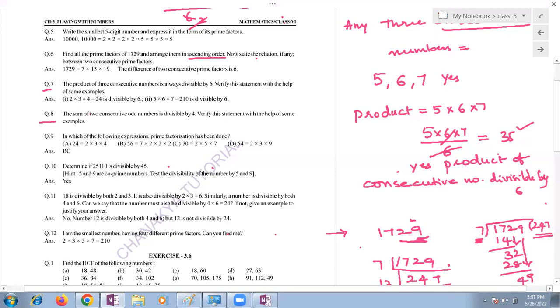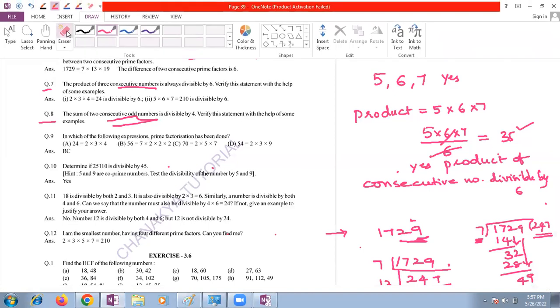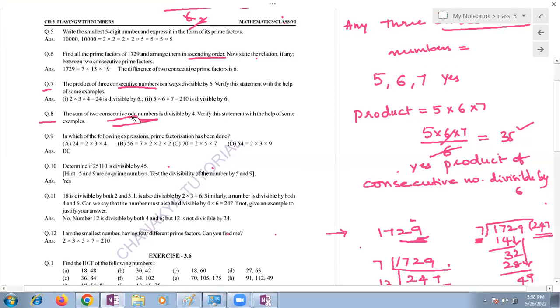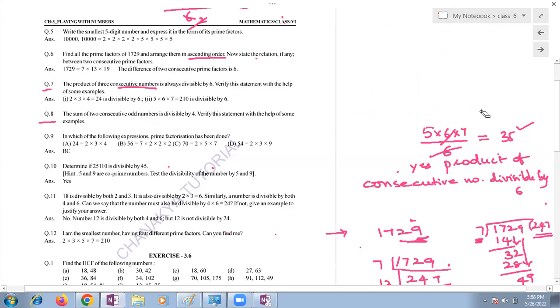Question number 8. The sum of two consecutive odd numbers. Don't get confused, children; here consecutive odd numbers are given. What are consecutive odd numbers? Like every odd number in a row: 1, 3, 5, 7, 9, 11.